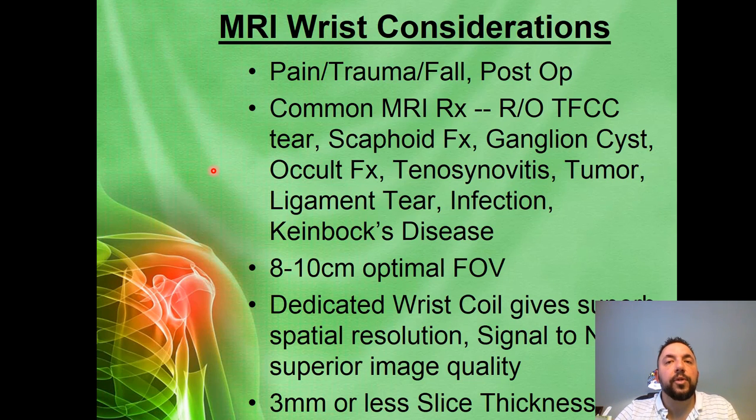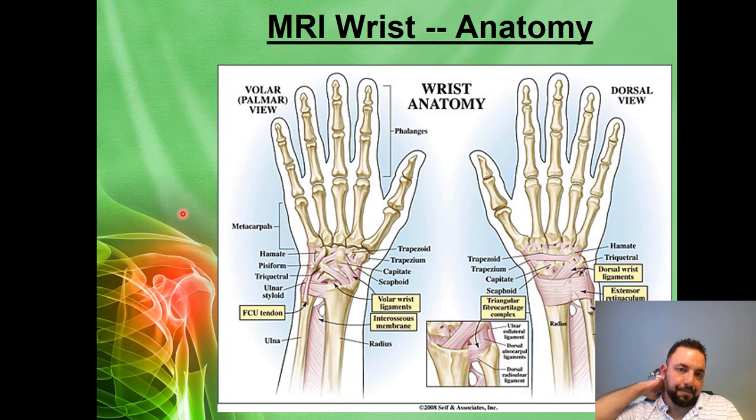Our field of view in the wrist is 8 to 10 centimeters is optimal. Smaller the field of view, better the spatial resolution, especially if you're in a dedicated wrist coil, because now we have optimal signal to noise, the best spatial resolution we can possibly get. 3 millimeters or less for our slice thickness gives us the best pictures possible.